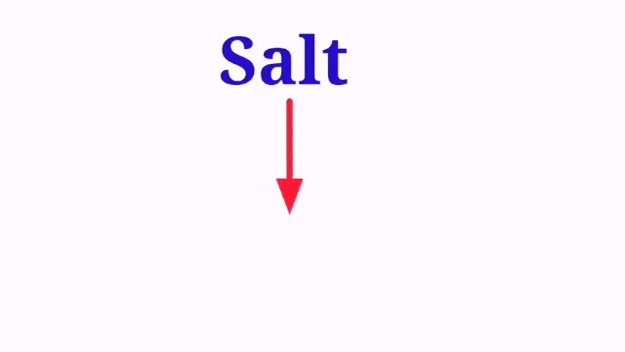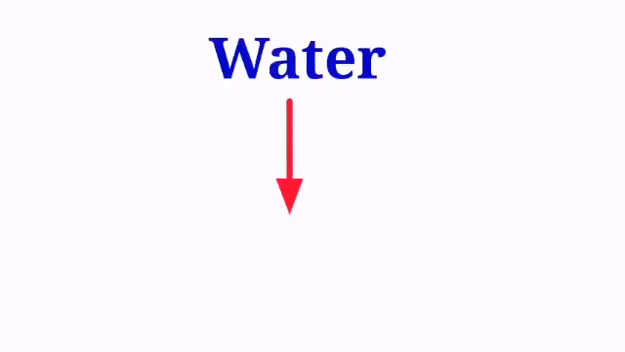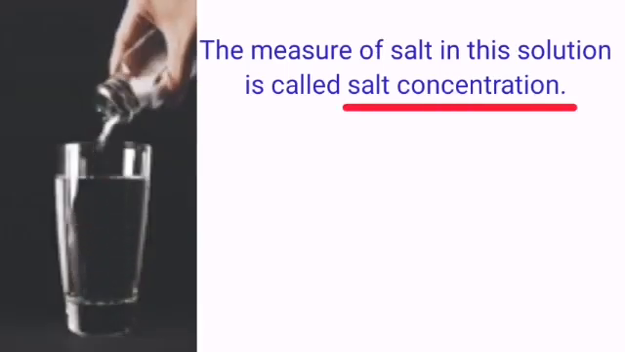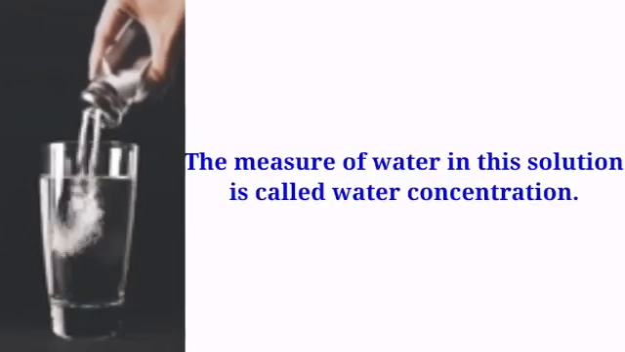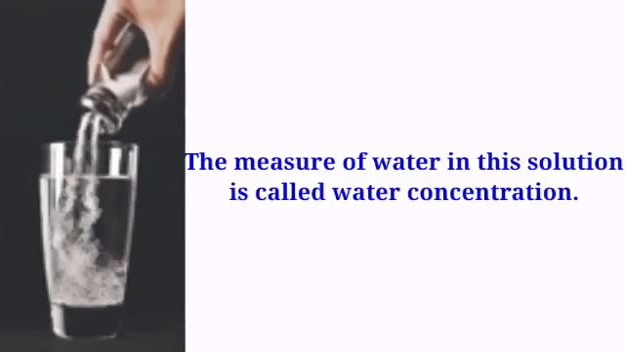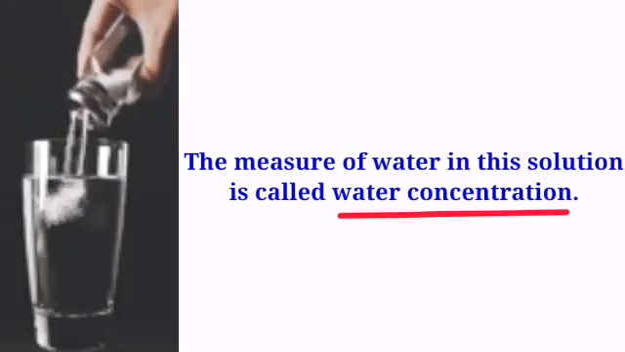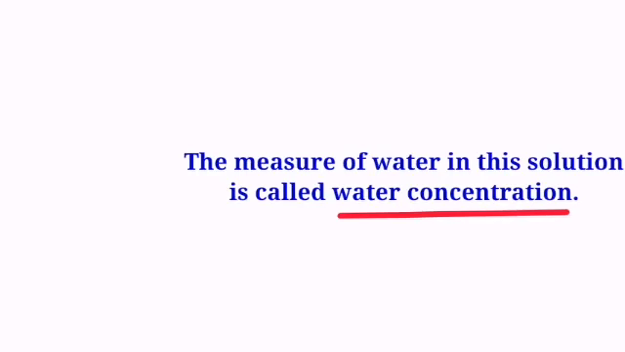The salt is known as the solute and the water is known as the solvent in a solution. So, the measure of salt in this solution is called the salt concentration and the measure of water in this solution is called the water concentration. Now, when you have an idea about what concentration is, let's understand what diffusion is.